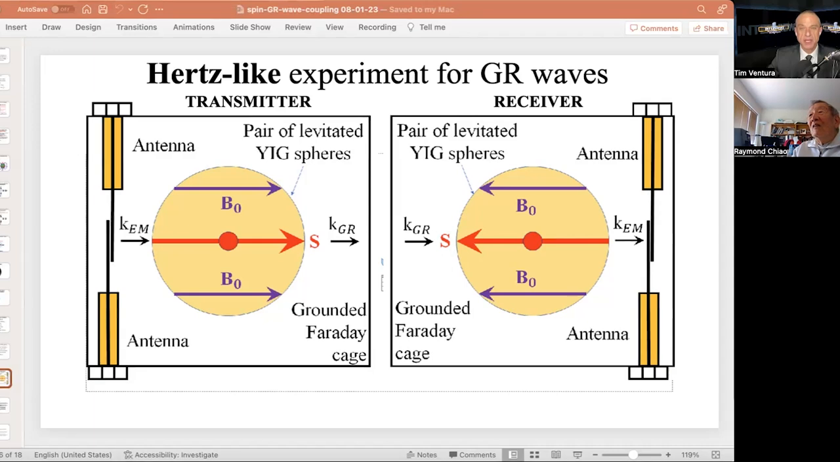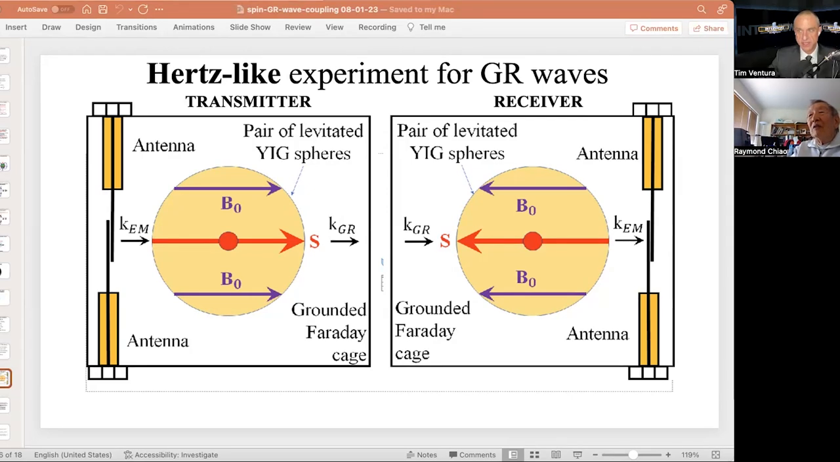Okay, so as we can see on the left, we have a transmitter. On the right, we have a receiver. Each one of these chambers, and these are grounded to Faraday cages, has two pairs of YIG spheres in them, and they are levitating, and they're entangled with each other. So as a gravitational wave hits each pair of spheres, they tilt towards each other. Is that kind of where we're at with things?